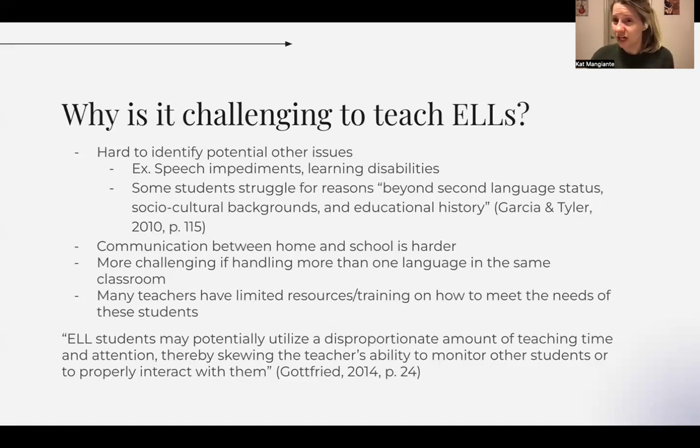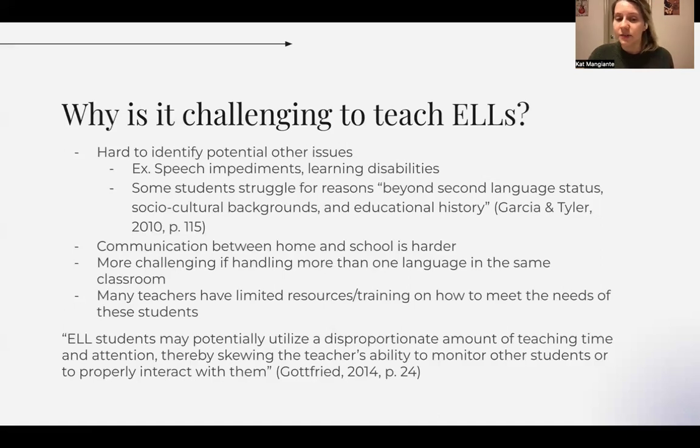We just don't get a lot of training on it. And so it can be really hard for teachers to always know the best practices for working with those students and the best ways to present content in a way that they can understand. So that's another reason this can be particularly challenging.